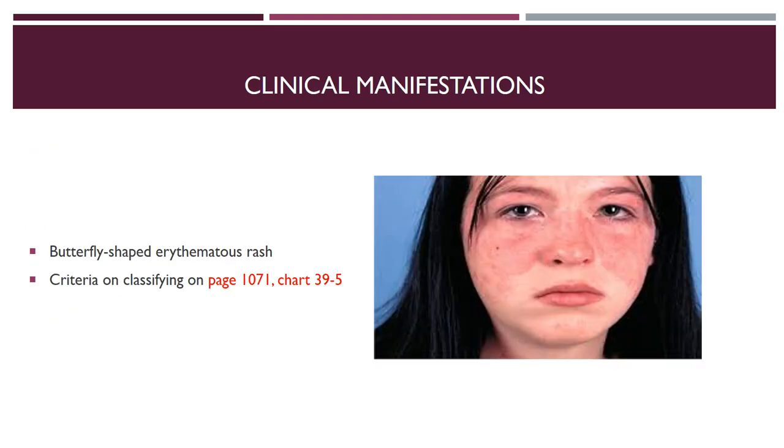Clinical manifestations are a butterfly-shaped erythematous rash. So as you can see here, you can actually see the rash going on bilaterally around her cheeks and her eyes. The criteria for classifying lupus is on page 1071, chapter 39-5. Criteria for classifying, and it basically has more of an assessment than anything else.